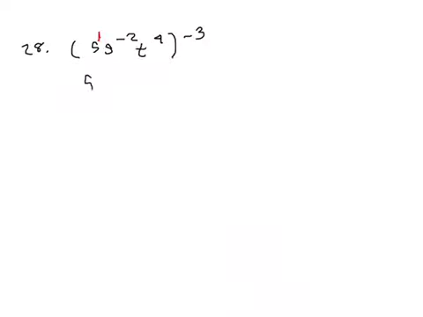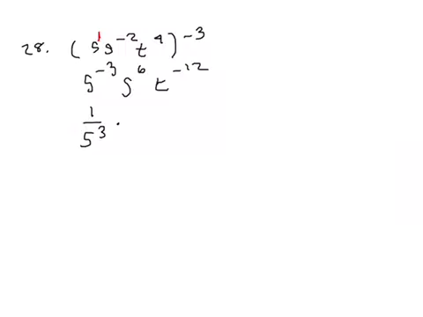So this becomes 5 to the -3, s to the -2 times -3 is +6, t to the -12. Let's keep on going. So we have some inverses to take. That 5 becomes 1 over 5 cubed. The s stays the same.